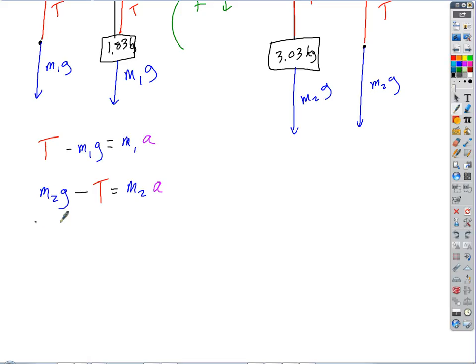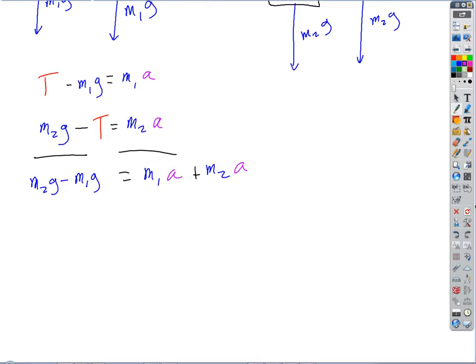If I add these things up, I get T minus M1G plus M2G minus T. I'm going to get positive T plus negative T. Those cancel. Everybody agree? Okay. And so look what happens on the left side then. I get M2G minus M1G equals, and on this side, I'm just going to get M1A plus M2A, right?